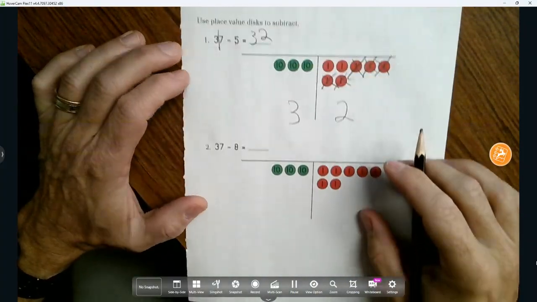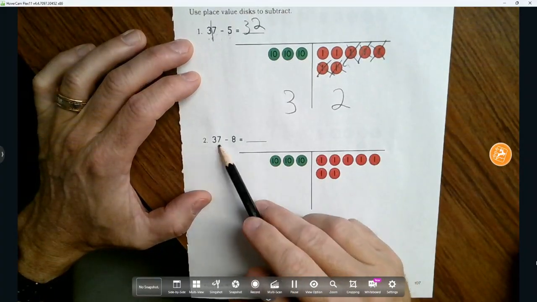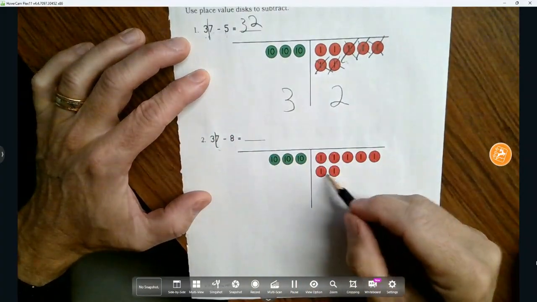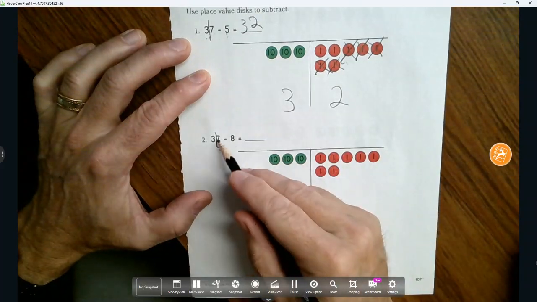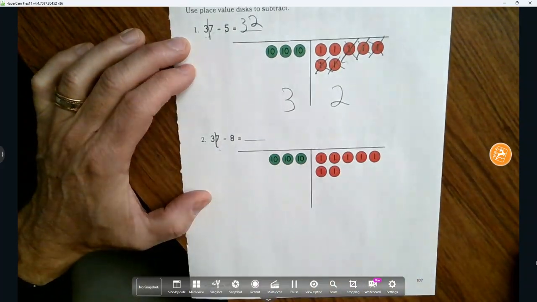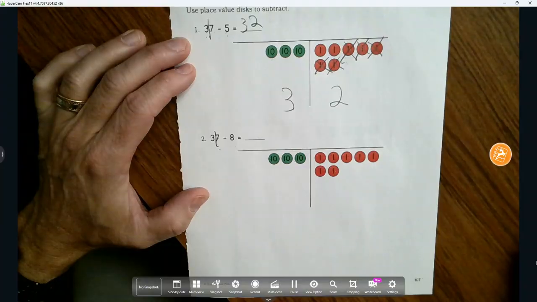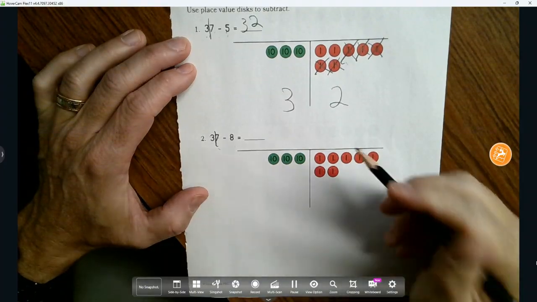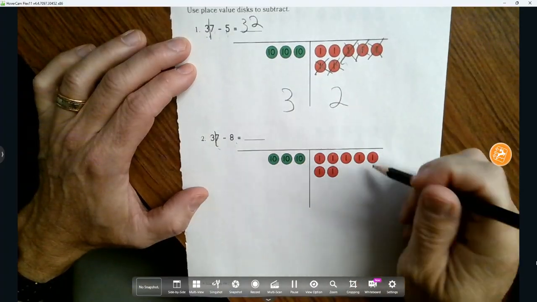All right, we look at our next one, which is 37. So divide it again. We have 1, 2, 3, 4, 5, 6, 7 ones, and we have 3 tens. Okay, I'm going a little fast. I'll slow down. I'm sorry. So now we need to take away 8. 1, 2, 3, 4, 5.